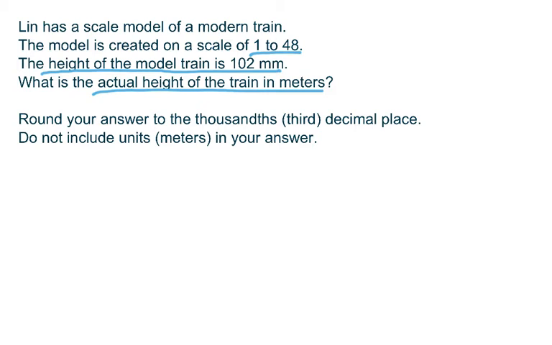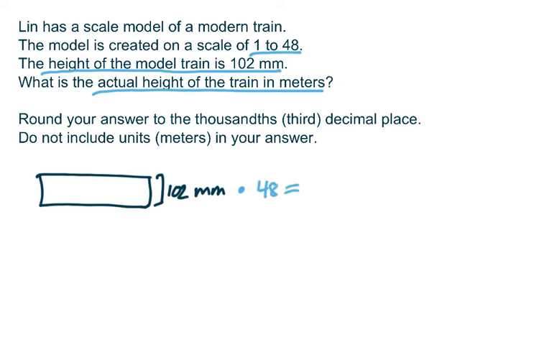So for me, I'm going to begin by doing a sketch. We'll pretend this is like a boxcar in my train. And it says that the height is 102 millimeters. So this is helpful to me to sort of have an idea in my head of what's going on. I'm going to use my scale and multiply this by 48 in order to get the actual height.